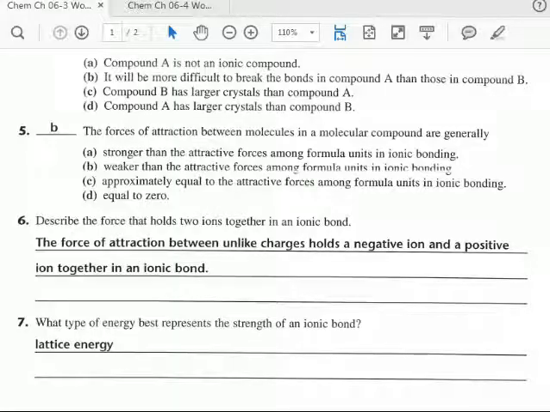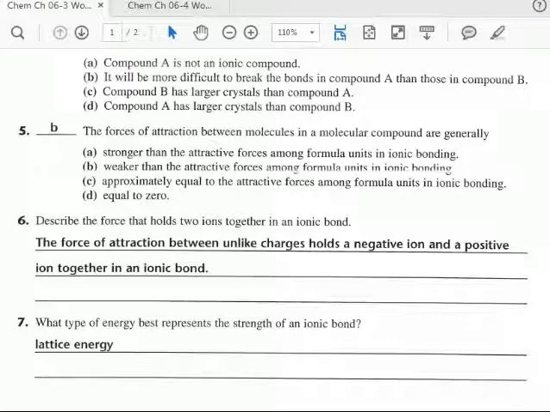Number 5. The forces of attraction between molecules in a molecular compound are generally B. Weaker than the attractive forces among formula units in ionic bonding. Now, this is a fairly simple idea. It goes back to pluses and minuses, electrostatic attraction.